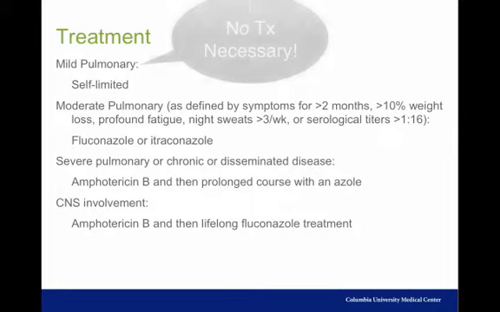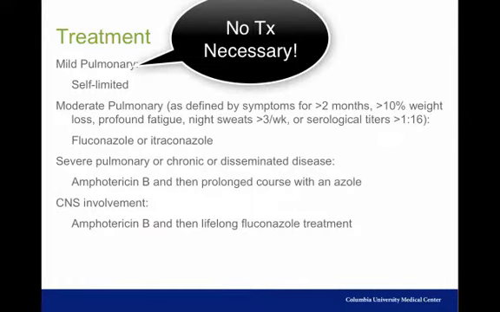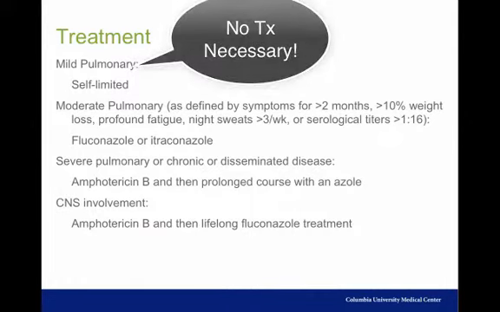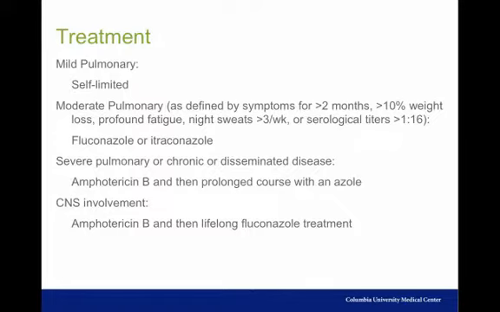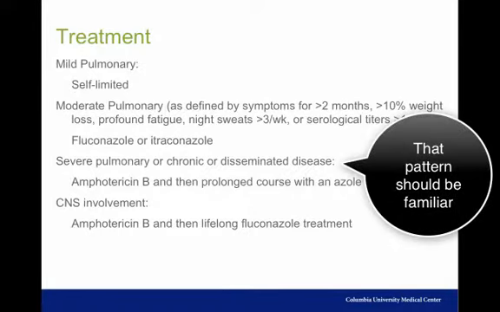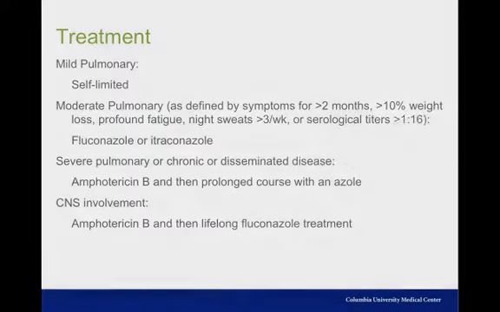As we mentioned, mild infections resolve without pharmacologic intervention. For patients with more moderate infections, fluconazole or itraconazole are equally effective. Severe pulmonary disease is often treated with a course of amphotericin B before switching to itraconazole or fluconazole.